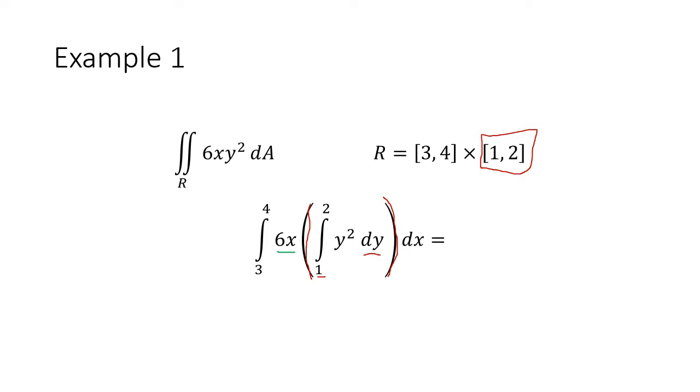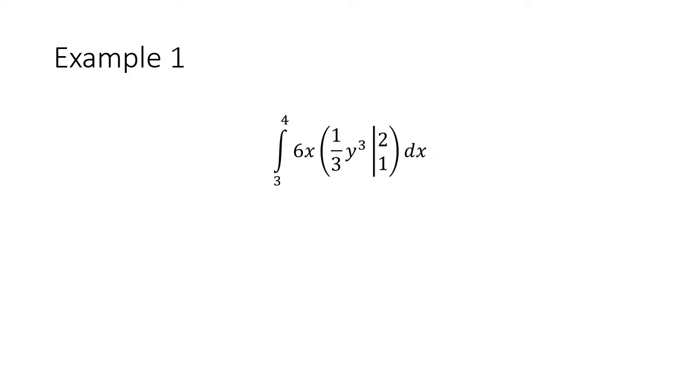Again, we're in Calc 3, so hopefully we know that the antiderivative of y squared is 1/3 y cubed. We're going to evaluate that at 2 and at 1 and find that difference. We can also make this a little easier on ourselves. One of the nice parts about leaving it where it is is that this 1/3 is a constant, and my 6x is still a constant. So I can combine those together and get 2x. And then I'm just evaluating y cubed at 2 and 1.